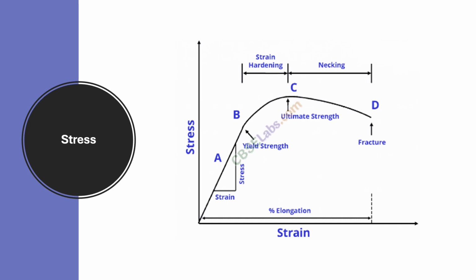Normal stress. It is defined as the restoring force per unit area perpendicular to the surface of the body. Normal stress is of two types: tensile stress and compressive stress. Tangential stress: when the elastic restoring force or deforming force acts parallel to the surface area, the stress is called tangential stress. Now I request you all to please take a look at the graph given on this slide.